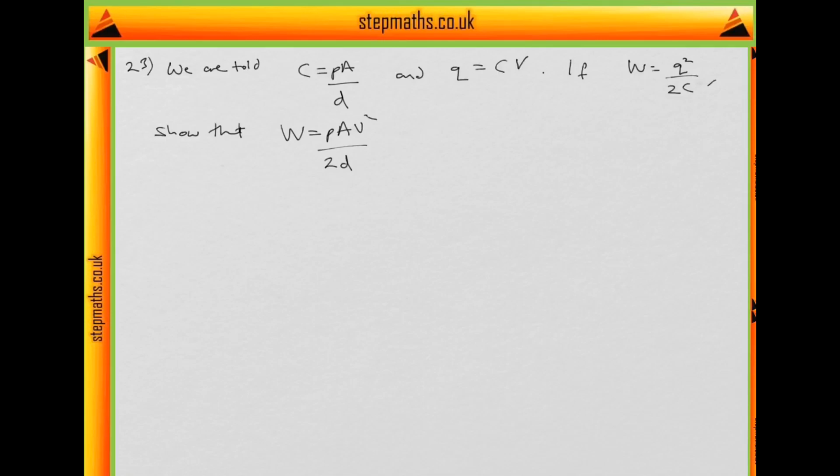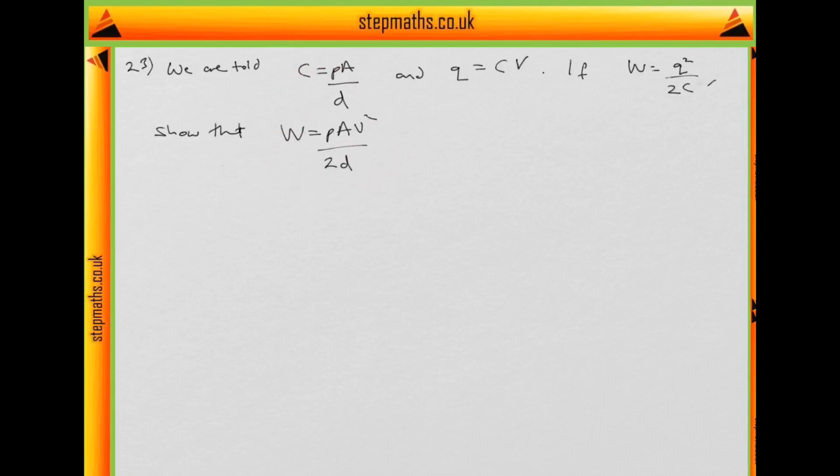two small parallel plates, each of area capital A, separated by a thickness small d of a dielectric with electrical permittivity P. So the capacitor will store a charge Q equals CV, where the capacitance is given by C equals PA over d, and V is the voltage across the capacitor. And we're told, given that the work done in charging the capacitor is W equals Q squared over 2C, show this equation here, W equals PAV squared over 2d.